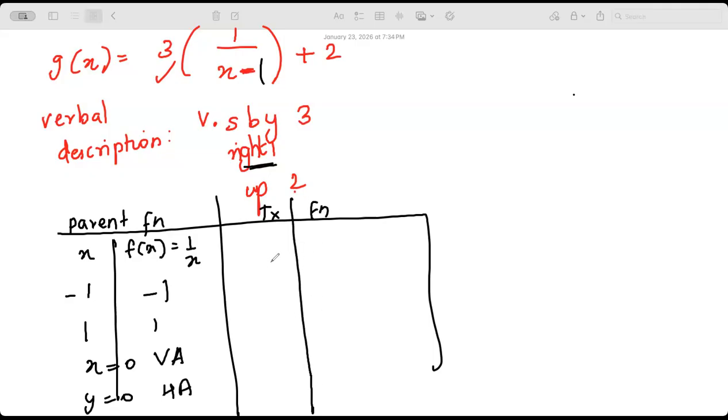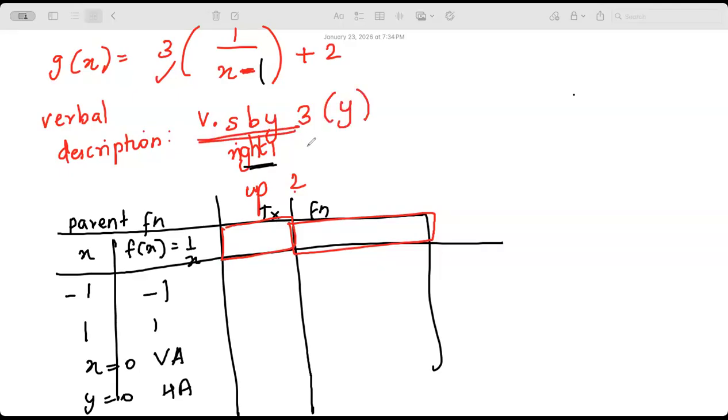For the transform function, writing this piece is your treasure. How is it going to change? We have written the verbal description. Vertical stretch by 3 will affect the y value. Right 1 is going to affect the x value. Up 2 is going to affect the y value. Vertical stretch by 3 means y is multiplied by 3. First, I have to write how the x value transformed: x just got added with a 1, right 1. How did y get transformed? It got multiplied by a 3 and added to a 2.